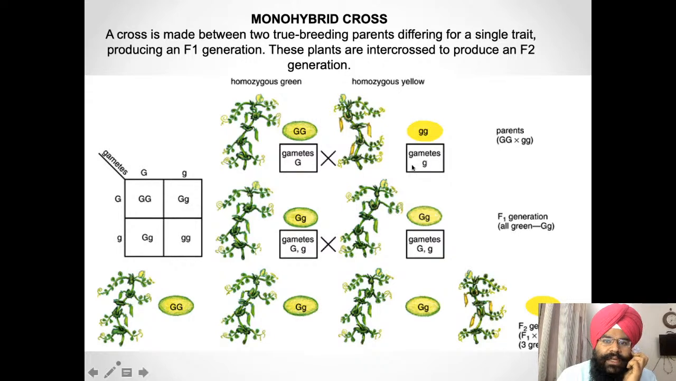So, homozygous green, homozygous yellow. It's pod color that we are seeking. So we take gametes, capital G, small g. You make a cross, the F1 generation is capital G, small g. Then the F2 generation would be the self cross of F1, F1 multiplied by F1. So capital G, small g, capital G, small g. These are the Punnett squares here. So you get capital G capital G, capital G small g, capital G small g, small g small g. So you have four different combinations.